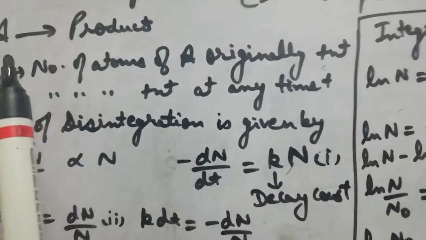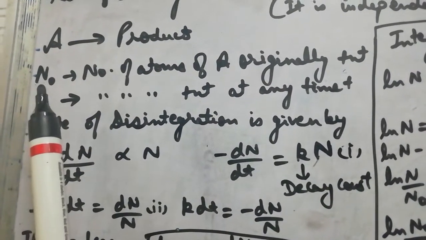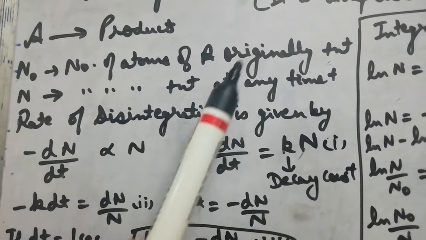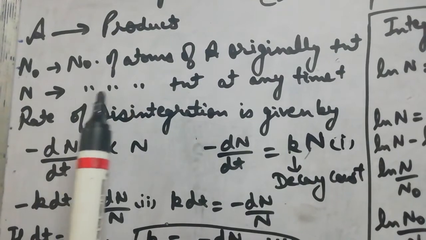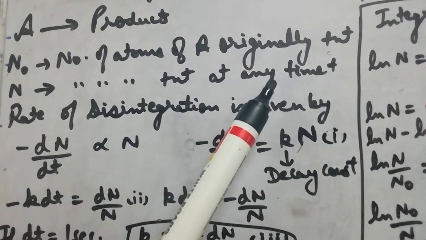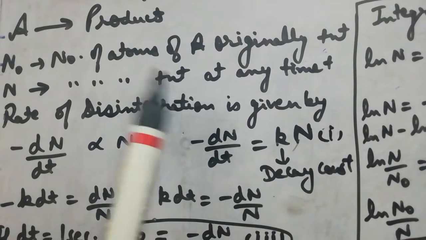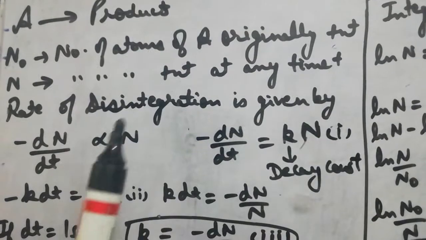So let us consider this reaction in which reactant A is converted to products. Let us suppose N0 is the number of atoms of A, that is the reactant originally present. That means it is the initial concentration of reactant A. N is the concentration of reactant present at any instant of time, like after 10 minutes or 20 minutes or 10 seconds, we are noting down the concentration. So N is the concentration present at any instant of time.